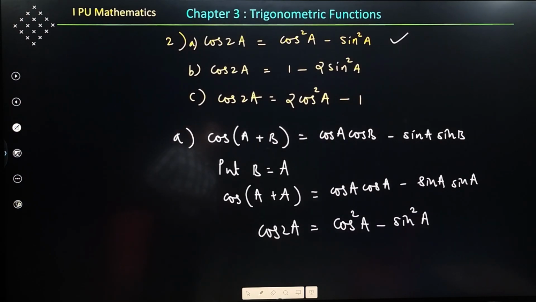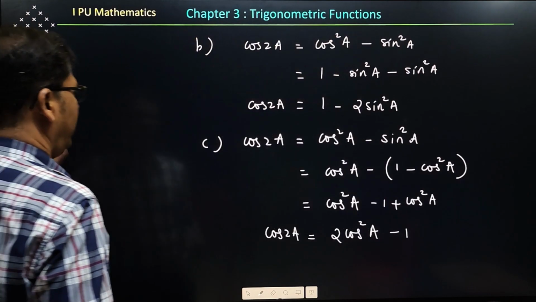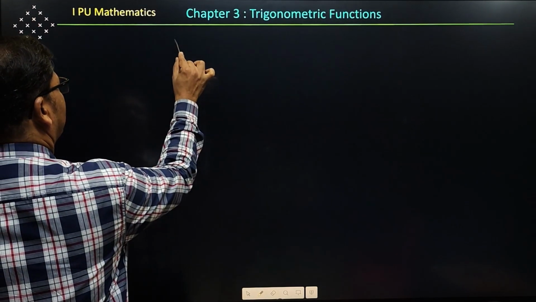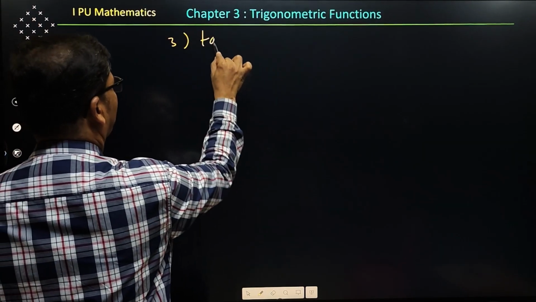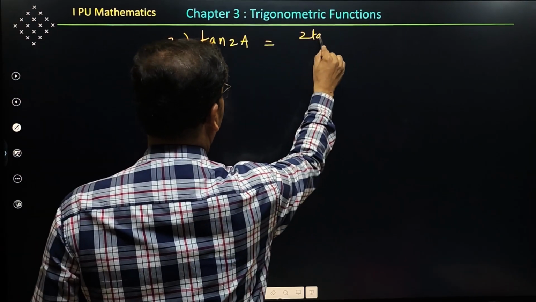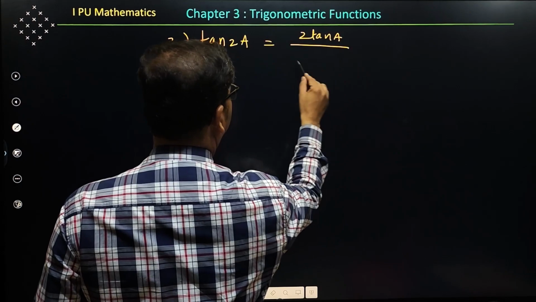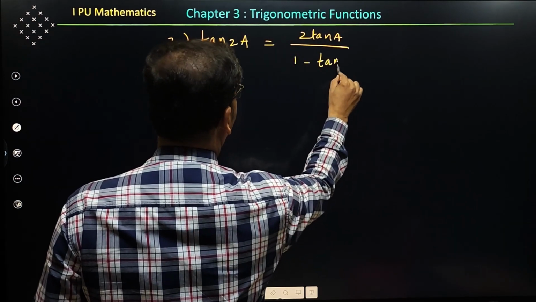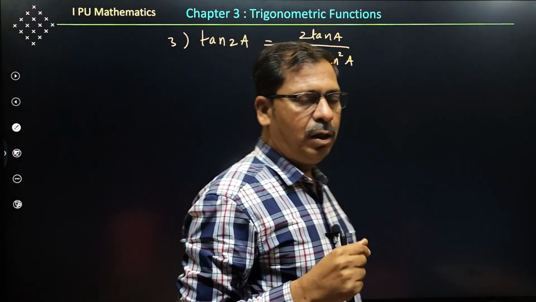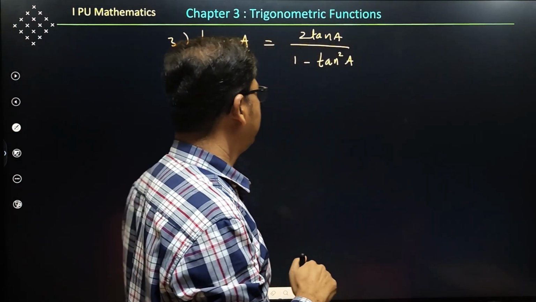Now let me continue. Next one, that is the third one, tan 2a. The result follows like this: tan 2a is equal to 2 tan a divided by 1 minus tan square a. This is the result. How do we prove this? Let us see here.